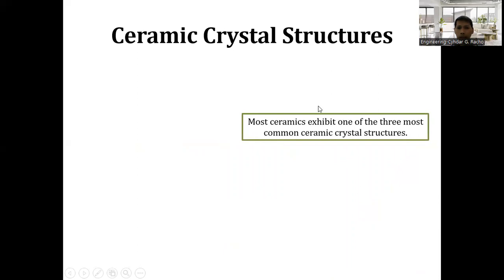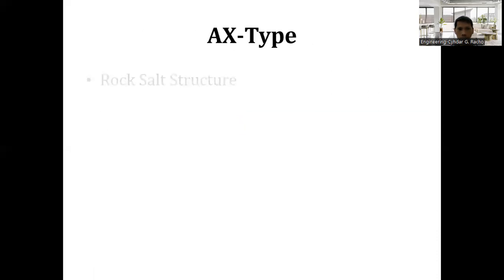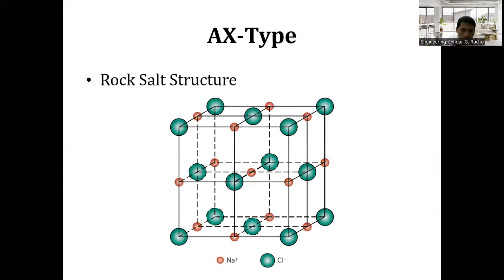Most ceramics exhibit one of the three most common ceramic crystal structures. So what are these? We have the AX type, the AmXp type, and the AmBnXp type. This AX type, the usual common one, is the rock salt structure. The very famous example is rock salt, your sodium chloride.